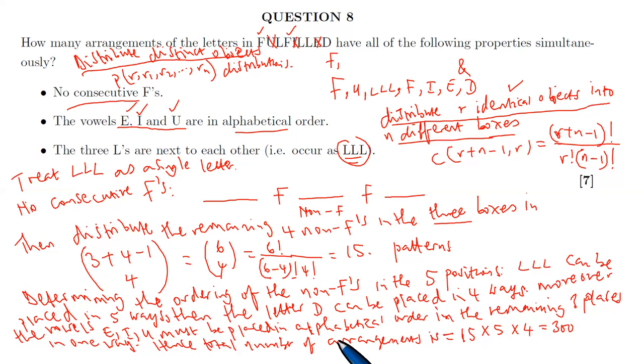Okay, continue. All right, the remaining three places. Okay, I'm with you now. Just need to make sure that everything is okay. In one way, that's fine. And hence, now the total number of arrangements is that.